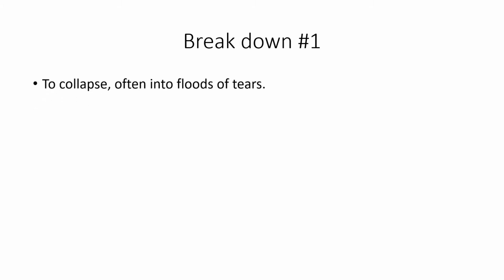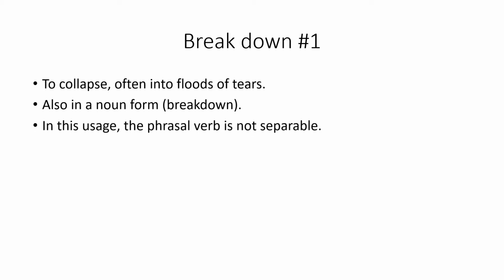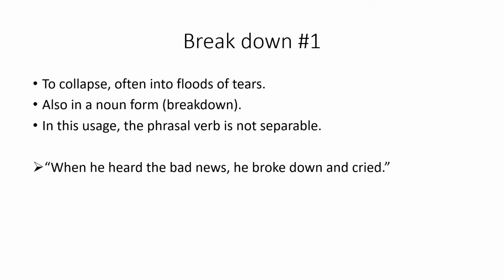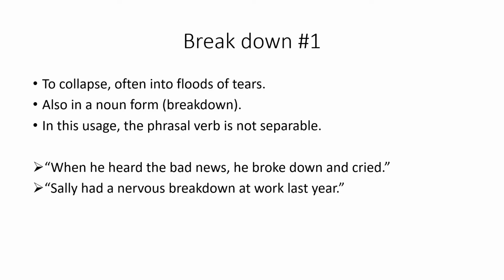The first example of breakdown is to collapse, often very emotionally, into a flood of tears. We also have a noun form for this, a breakdown. And here the verb is not separable. But when he heard the bad news, he broke down and cried. That's with the verb. And in the noun form, Sally had a nervous breakdown at work last year.